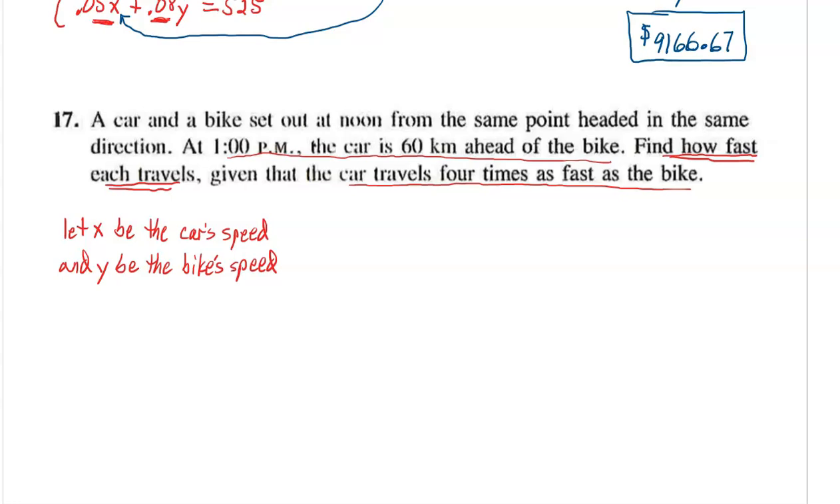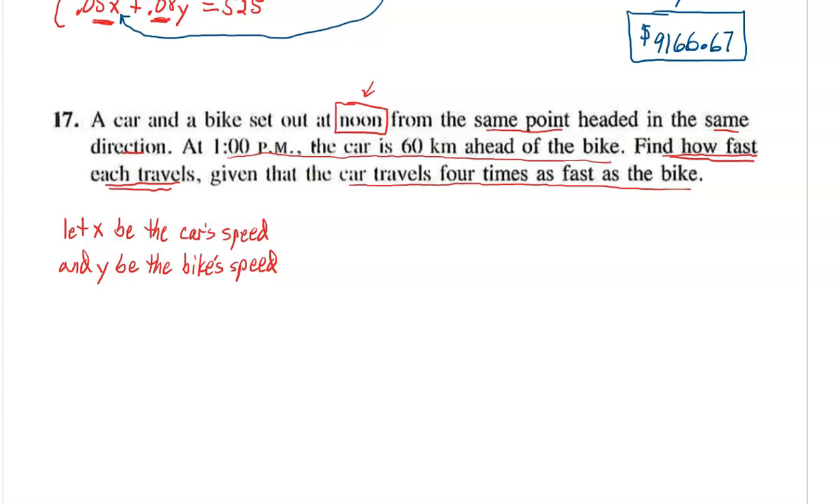Okay, now I want to create 2 equations, and I need to make the equations from the information given to me. I'm told that the car and the bike start at noon. That's probably important. I'm told that they start from the same point and that they go in the same direction. Now it says at 1 o'clock. So how much time's gone by? 1 hour. Something has happened in 1 hour. The car is 60 kilometers ahead of the bike.